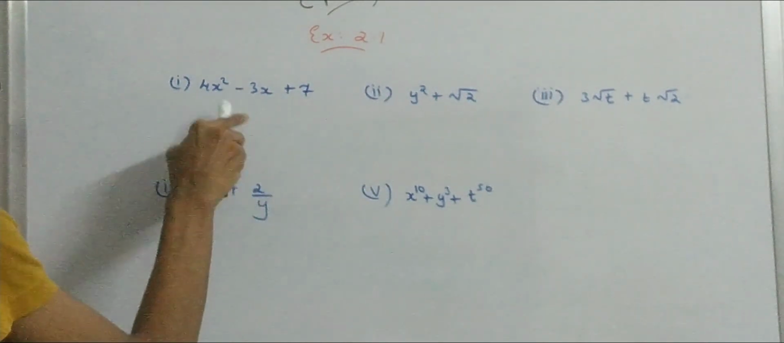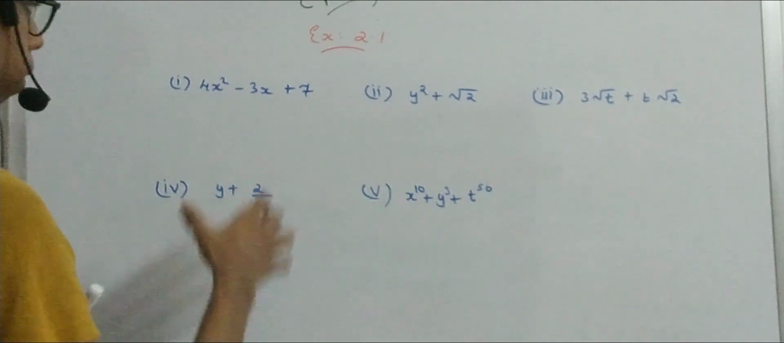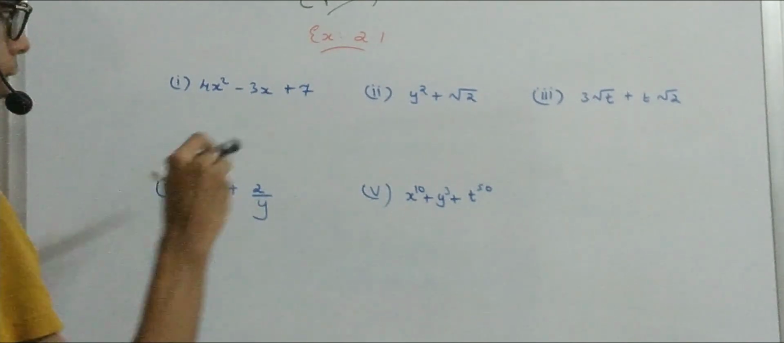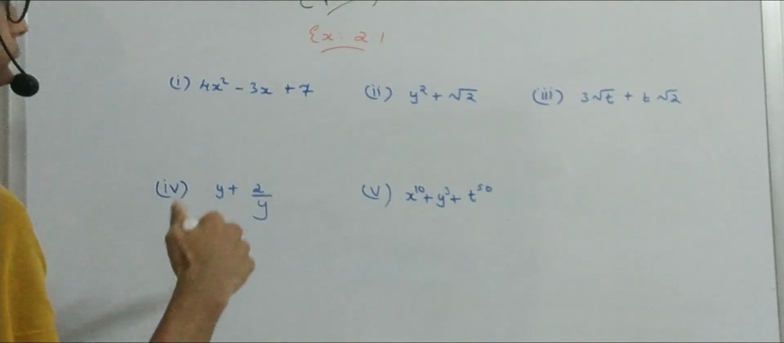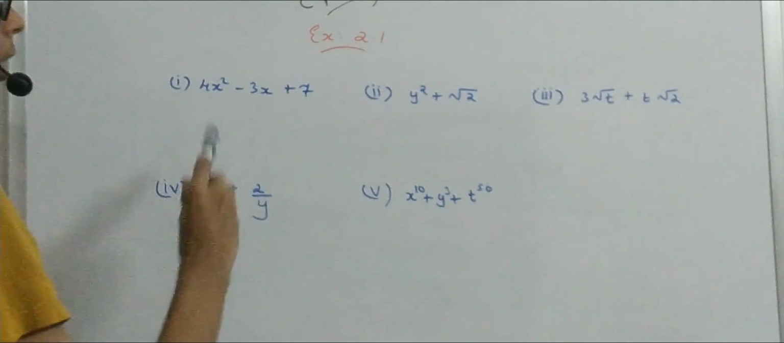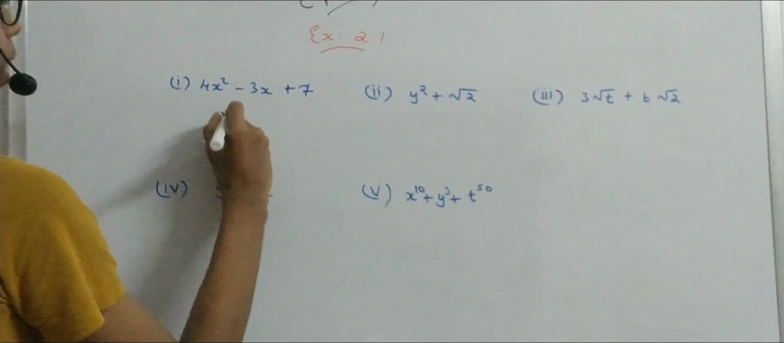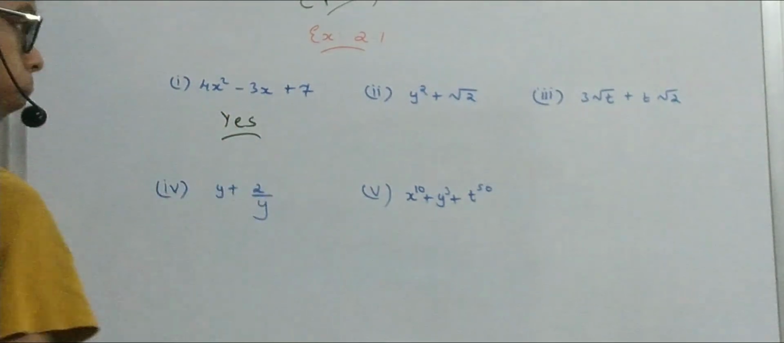Here we can see that this is a polynomial in one variable because here we are having one variable and this is definitely a polynomial. Why is it a polynomial? Because the degree present over here or the power of the exponent is a whole number. So definitely this will be a polynomial.